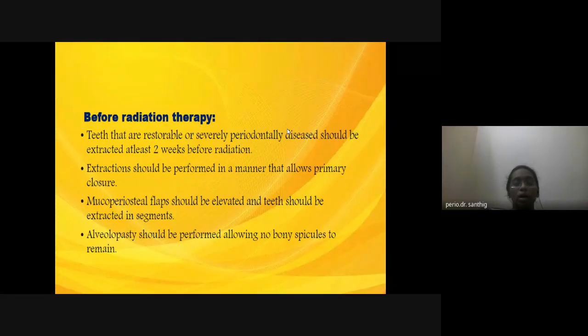So patients who are undergoing radiation therapy, before radiation therapy, they should undergo the treatments like teeth that are not restorable or severely periodontally diseased should be extracted at least 2 weeks before the radiation. And extraction should be performed in a manner that allows primary closure, and mucoperiosteal flap should be elevated, and teeth should be extracted in segments, and alveoloplasty should be performed, allowing no bony spicules to remain.